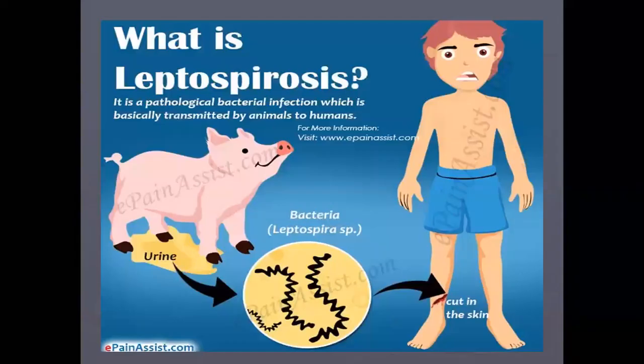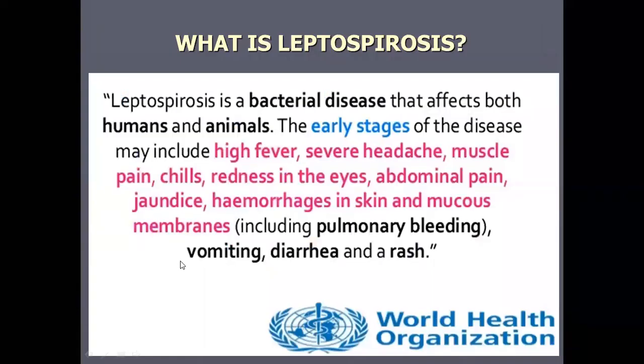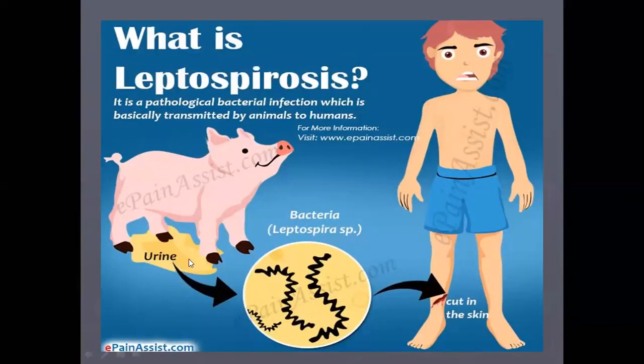So what is leptospirosis, frankly speaking? We have contaminated urine, and if you examine it under the microscope, it's the bacteria we call Leptospira, tightly coiled, which may have a hook at one end. It enters through cut skin in the body, and it is a pathological bacterial infection which is basically transmitted by animals to humans.